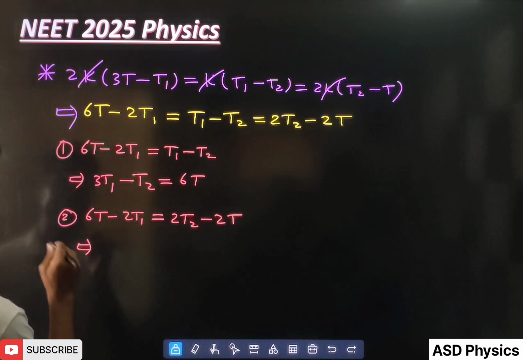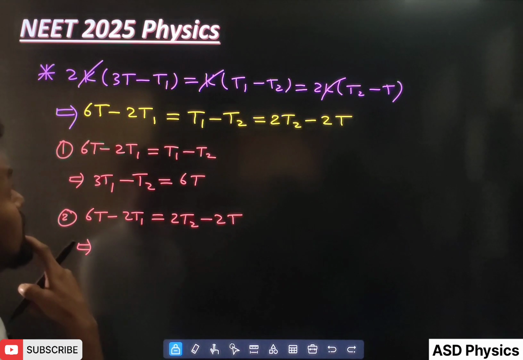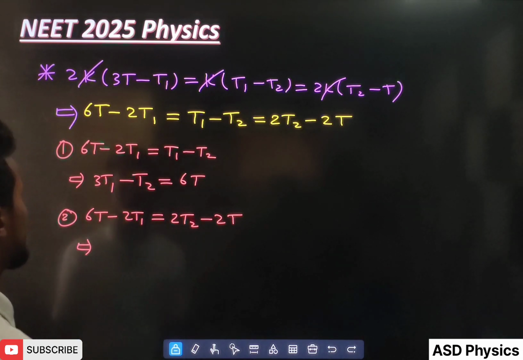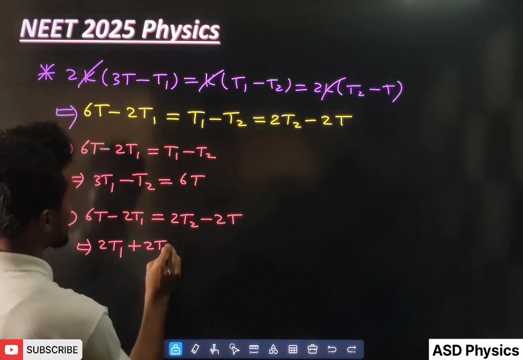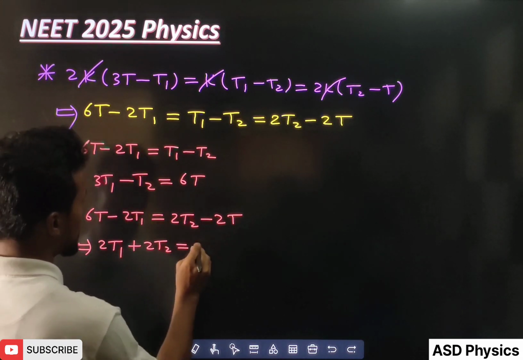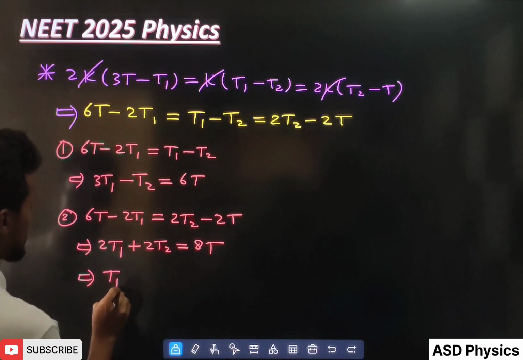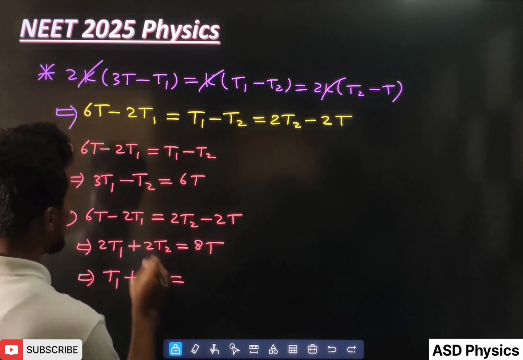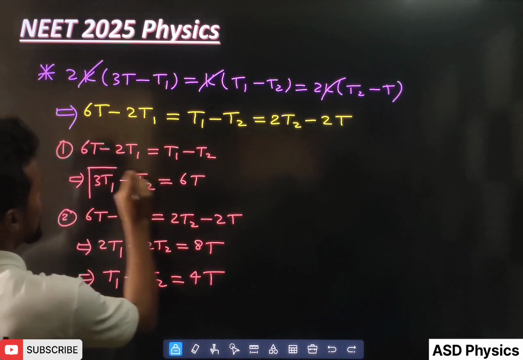Again when I simplify this, see, I will send 2T1 to this side: 2T1 plus 2T2 is equal to 6T plus 2T, that means 8T. Now divide both sides by 2, so T1 plus T2, because 6T plus 2T is 8T, divided by 2, that means 4T. Okay, so this is one equation.